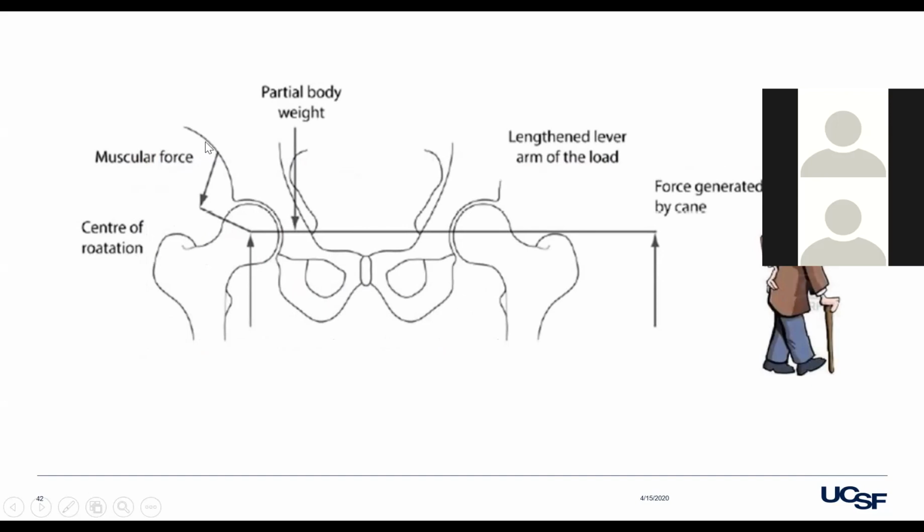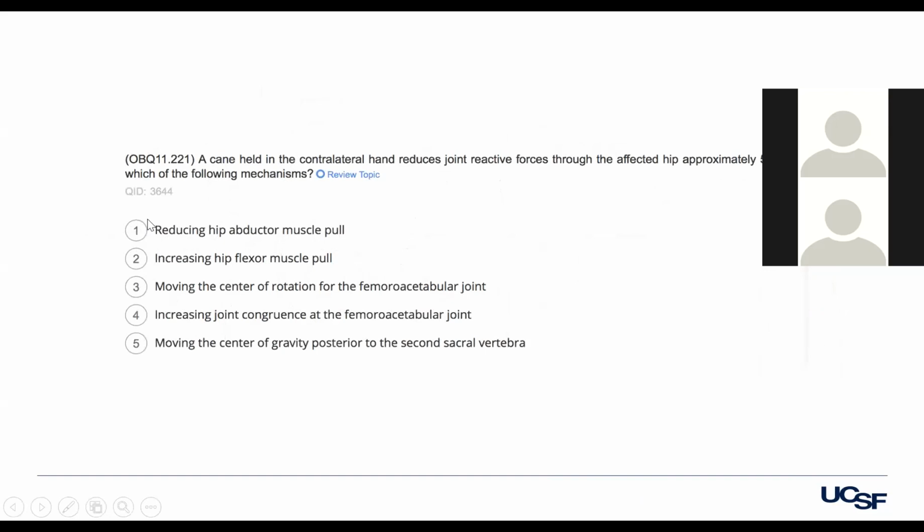Yeah, exactly. Instead of just having this abductor counteract this body weight number, you now have this plus this. So it's decreasing the abductor force. So when you add these two numbers together now, it's a much smaller total sum going across the joint.